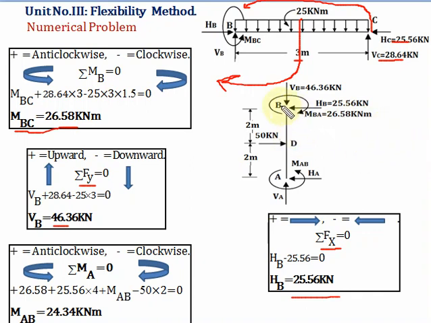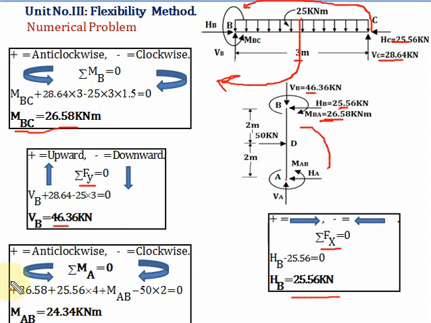So here we have shown the forces; already we know all these forces, that is the vertical reaction at B, the horizontal reaction at B, and also the moment in member B. So we'll find the vertical reaction at A, the horizontal reaction at A, and also the moment. For that we'll take the moment at A equal to 0, considering anti-clockwise positive, clockwise negative. So 26.58 is acting in the clockwise direction, so here it should be minus.